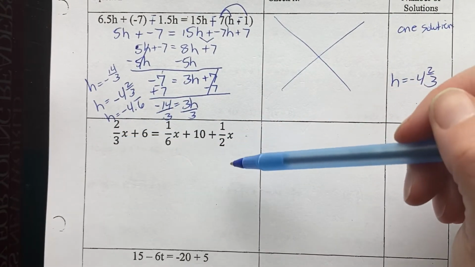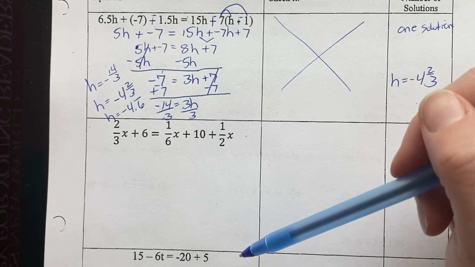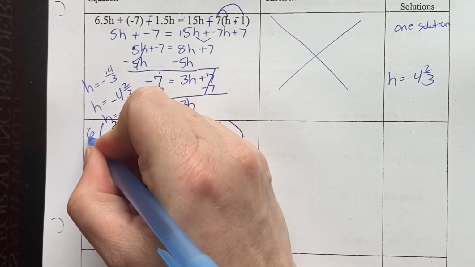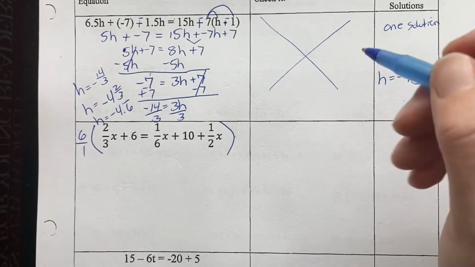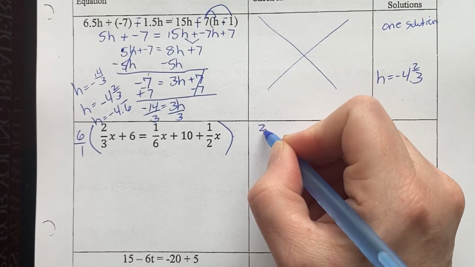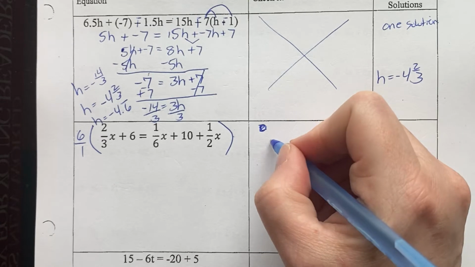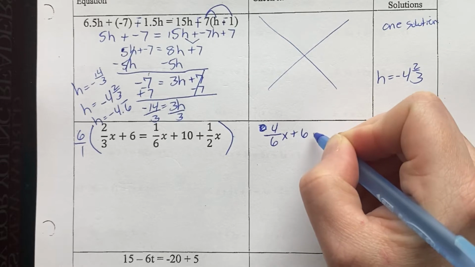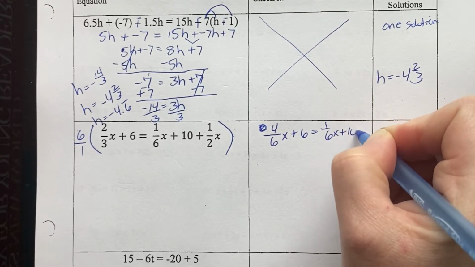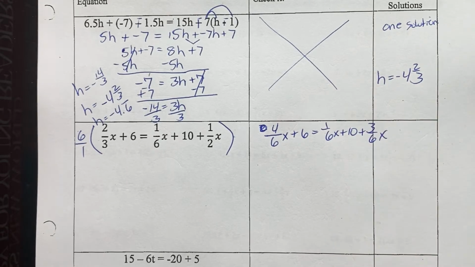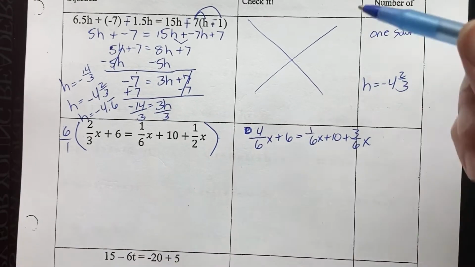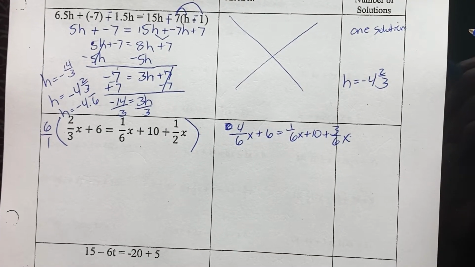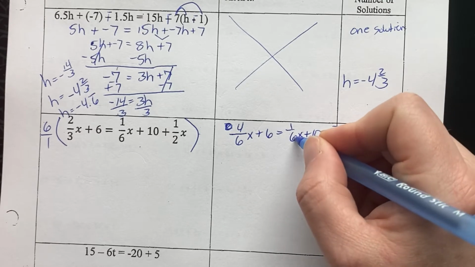So looking at this, I don't love fractions per se. I might go through and say I'd like to multiply this entire thing by 6 wholes in order to get rid of those fractions. If you're not the type of person who likes that, you may find a common denominator of 6 here to work with. So that's 4/6x plus 6 equals 1/6x plus 10 plus 3/6x. So I'm going to do the problem 2 different ways. First, I'll work with it with a common denominator, and then I'm going to come back and do it with the whole numbers. I'm going to combine like terms first here.